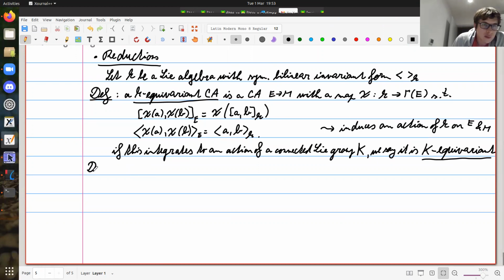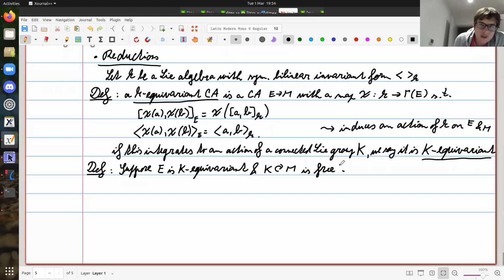So let me describe it as a procedure. So reduction of a... okay, sorry. Let me suppose now that we have a K-equivariant... so suppose E is K-equivariant, and the corresponding action on the base is free and proper. And then we can define a new Courant algebroid. Then we define a quotient by K as follows.